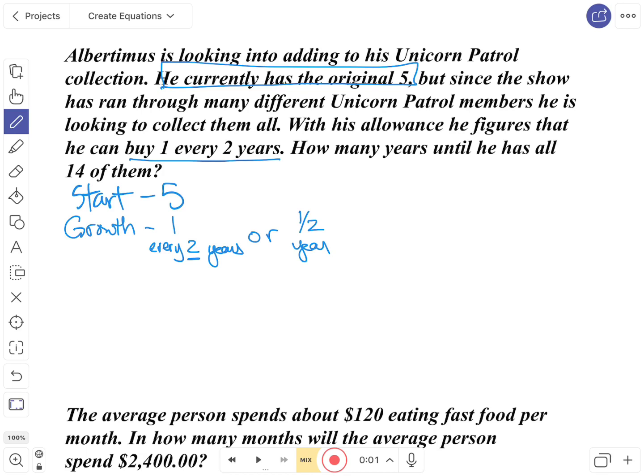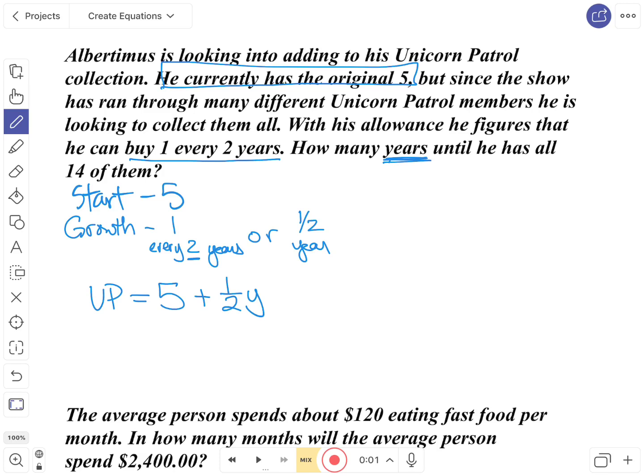So, we're dealing with years, so we want to know how many years until he has all of them. So, his unicorn patrol, to get all of them, what's it going to equal? Well, we start with 5, and then what are we doing? Every 2 years we're buying 1, but every year we've basically bought 1/2 of 1. So we're adding 1/2 every year, so we'll do a y for year. So 5 plus 1/2 y, there's our equation, and then we could use that to solve.